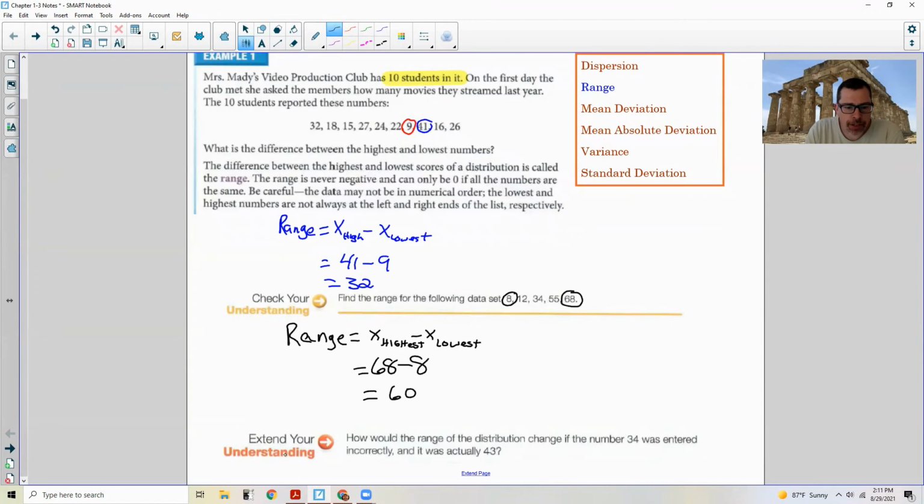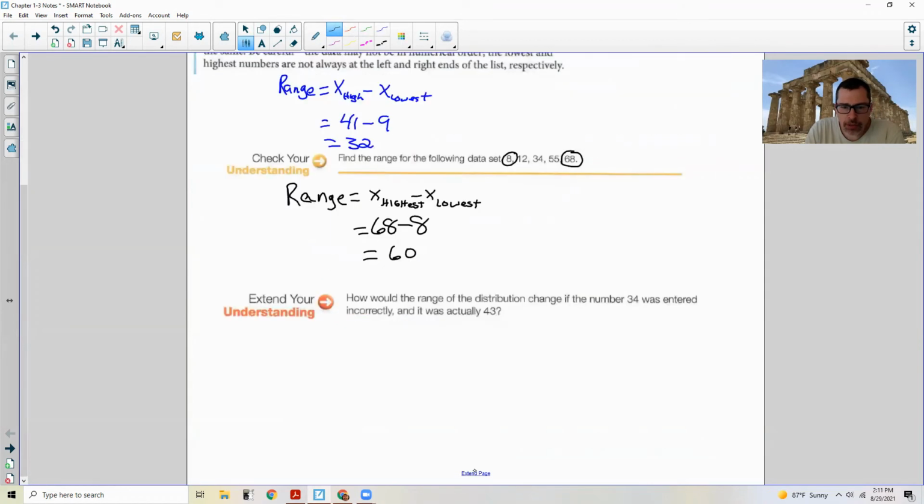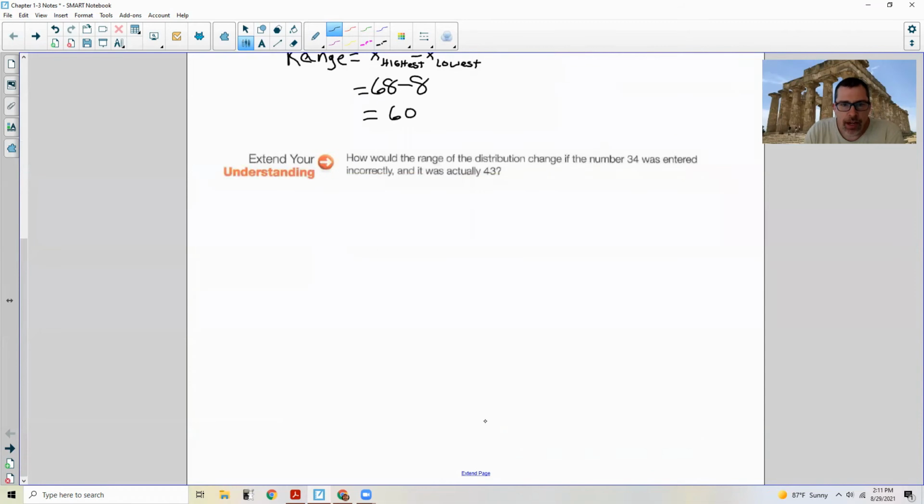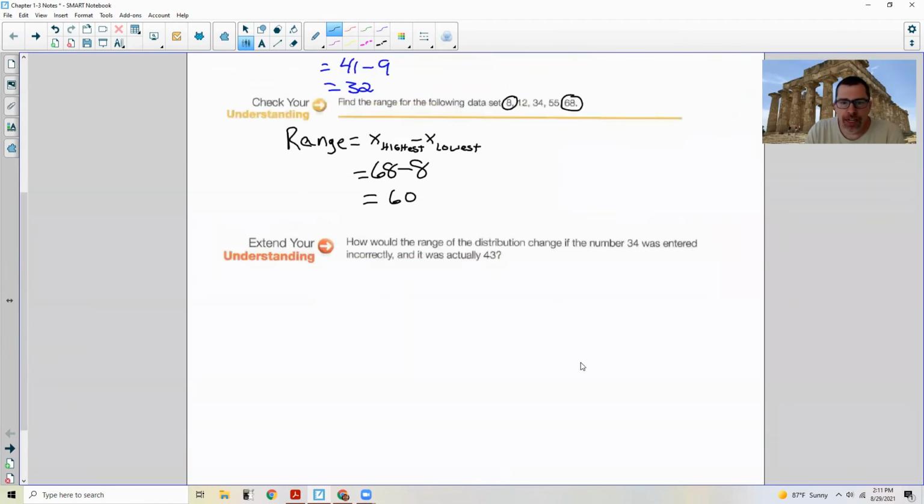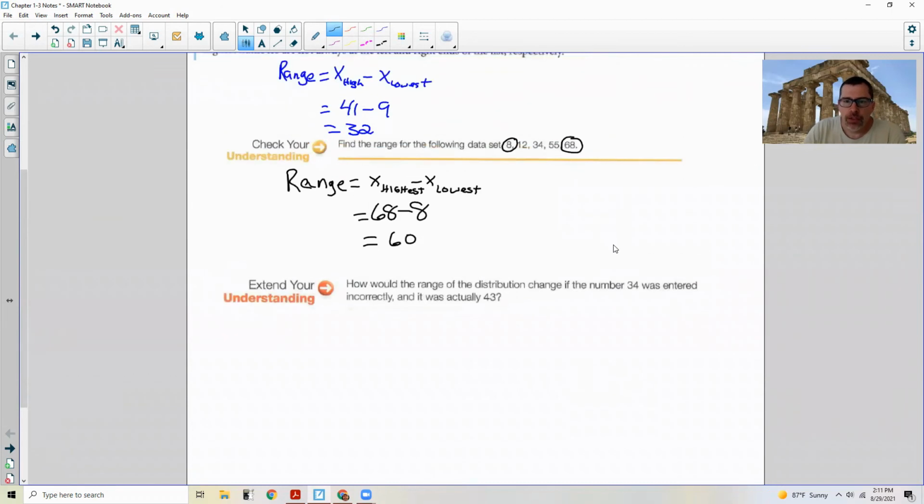Okay, so now we're going to extend our understanding. So let me extend my page so we can extend our understanding. How would the range of the distribution change if the number 34 was entered incorrectly and was actually a 43? So what they're saying is, what would happen if this number here was not correct and it was supposed to be 43? Would that change the range? Okay, I'm not going to write anything here, but you would say the range would not change because 34 was not the lowest or the highest, and that's the only way the range could change. Any numbers in between will not affect the range.